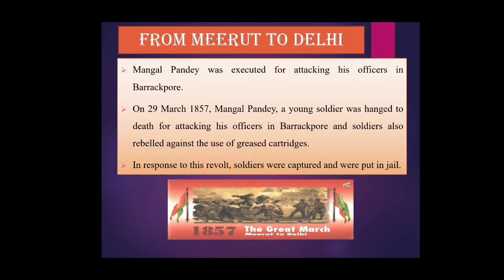Now, it started from Meerut. What happened in Meerut, and then we'll get to know what exactly it led to. Mangal Pandey was executed for attacking his officers in Barrackpore. He was one of the sepoys in the Barrackpore regiment, and he first opposed this, then he was hanged to death. On 29th March, it is 8th April in the new book, in 1857, Mangal Pandey, a young soldier, was hanged for attacking his officers, and soldiers also rebelled against the use of greased cartridges.